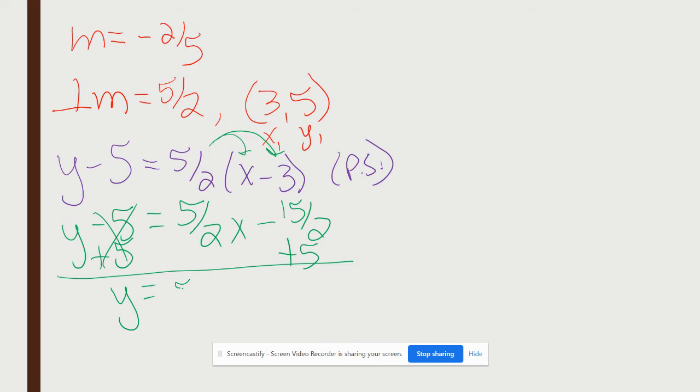y is equal to 5/2 x minus 5/2. Because remember, 5 is the same as 10/2. So negative 15 plus 10 is negative 5. And so this is slope-intercept form.